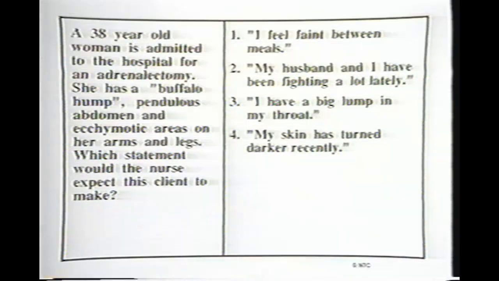Now, I always like to take a look at the other distractors. Number 1, I feel faint between meals. You might want to think about that and think, what endocrine condition would we see a person feeling faint between meals? And that, of course, would be hypoglycemia. Mrs. Cushing, or this client who is having an adrenalectomy, is likely to have hyperglycemia, not hypoglycemia. I have a big lump in my throat is much more apt to relate to a thyroid problem. The adrenal gland has nothing to do with the throat.